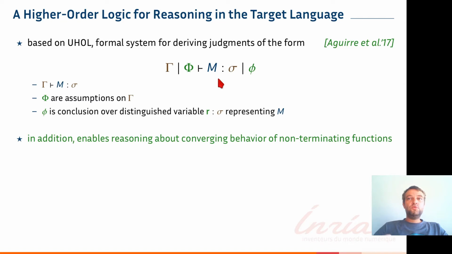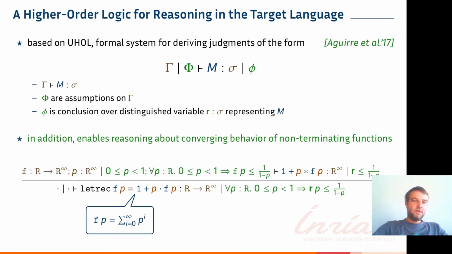In addition to our type system, and this again is a crucial aspect, it allows us to reason about the converging behavior of non-terminating functions. As a small example, consider this recursively defined function. It's defined so that it converges to this infinite sum here. And crucially, in our system, we can reason about such converging functions in an inductive way, where we can use the conclusion of our judgment also as an inductive hypothesis, morally.